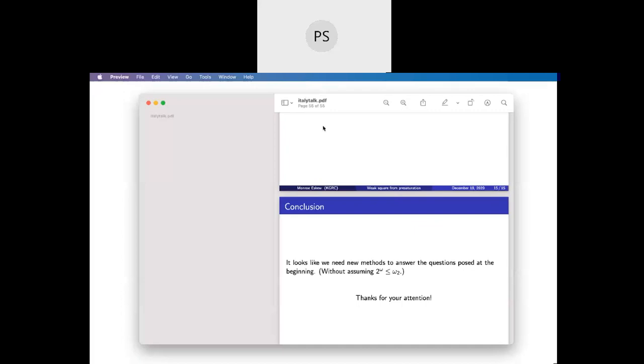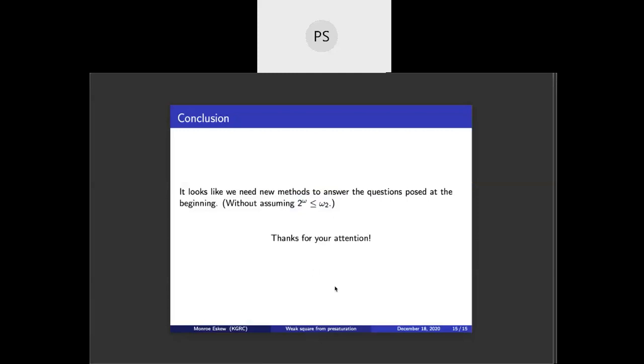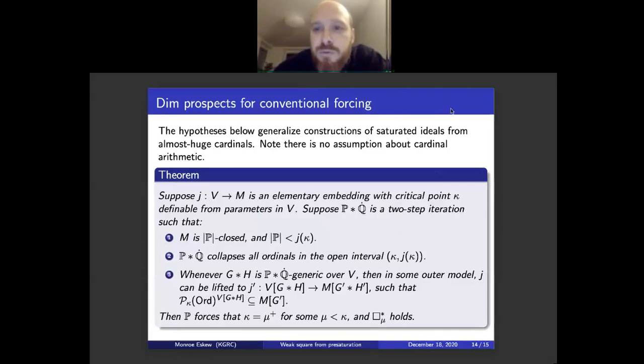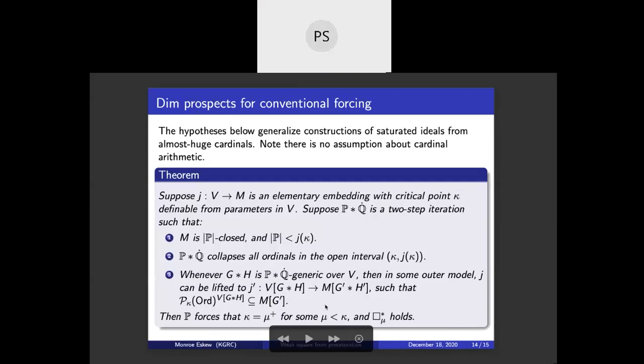I have a question. I didn't really understand how the theorem you mentioned provides a limitation for the previous result. Can you say a few words about that again? Okay, the point is that the only way we know to get saturated ideals or pre-saturated ideals on omega 2 with forcing from large cardinals is in some forcing situation like this, like in the hypothesis of the theorem. And the theorem says that you're always going to get weak square at the predecessor in such a setup. Ah, okay. Thanks.